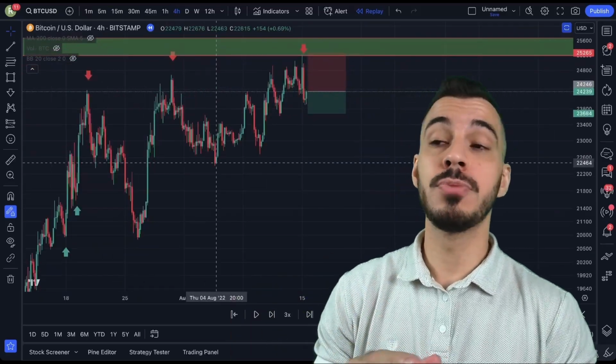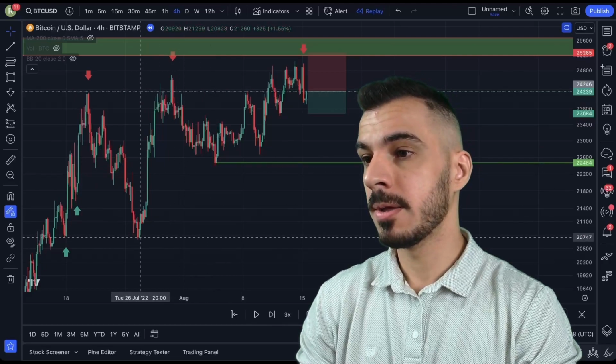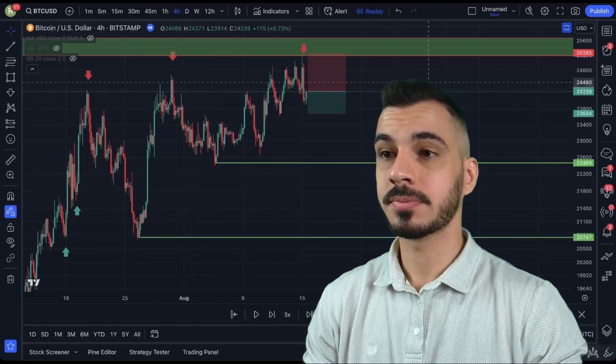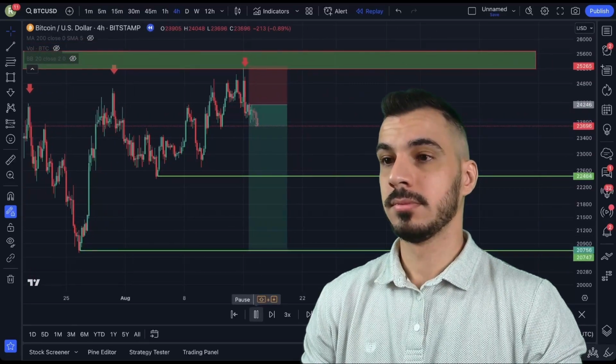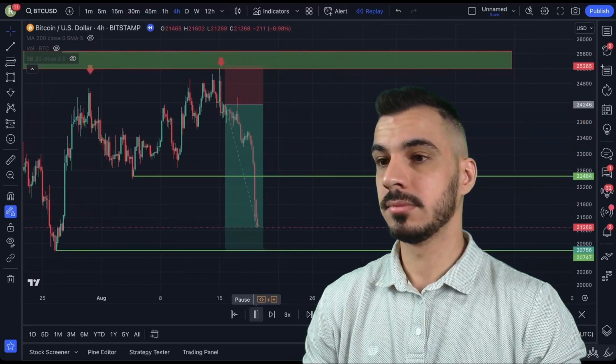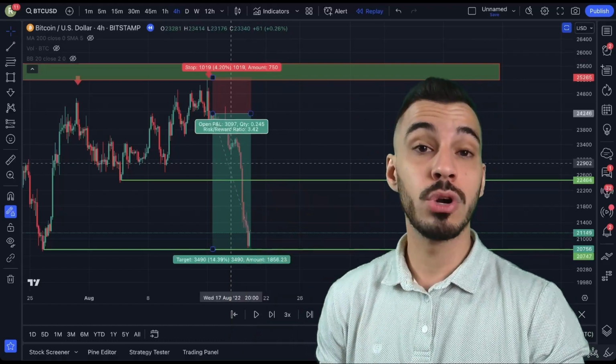And the targets you could place at the level of the next important supports, like this one and this one, for example. So let's see how it goes. Boom, target hit. 14.4%, 4% more to your portfolio.